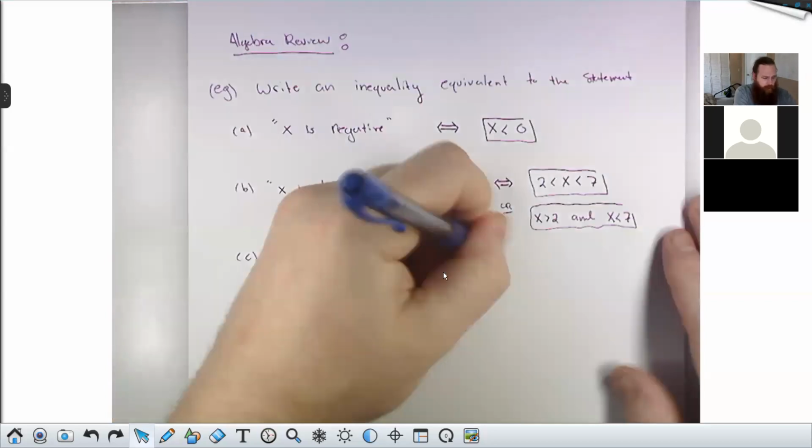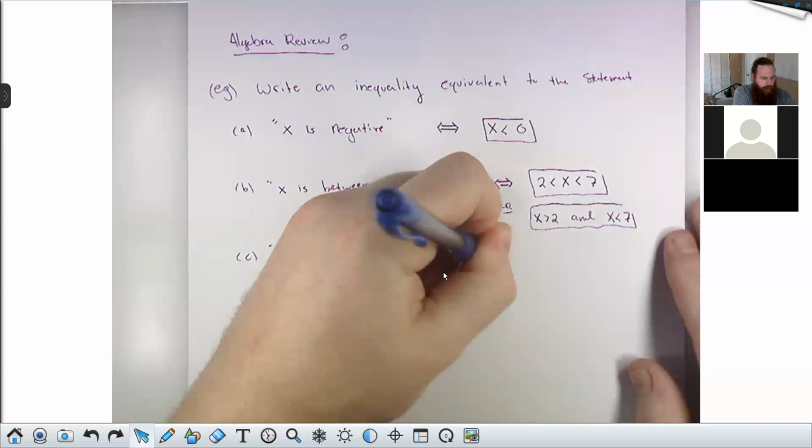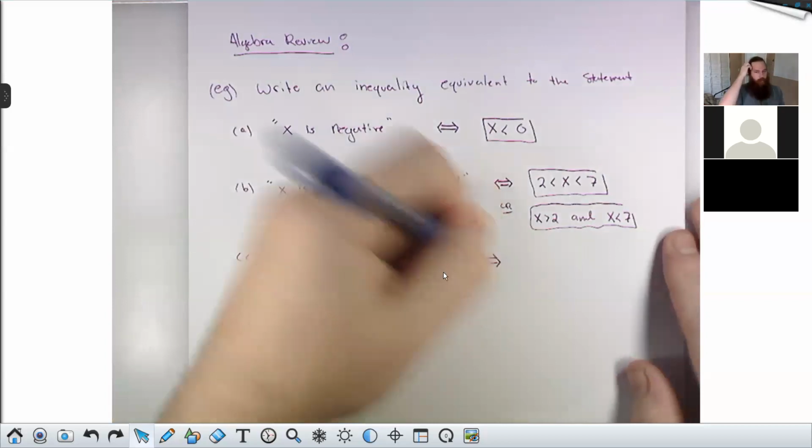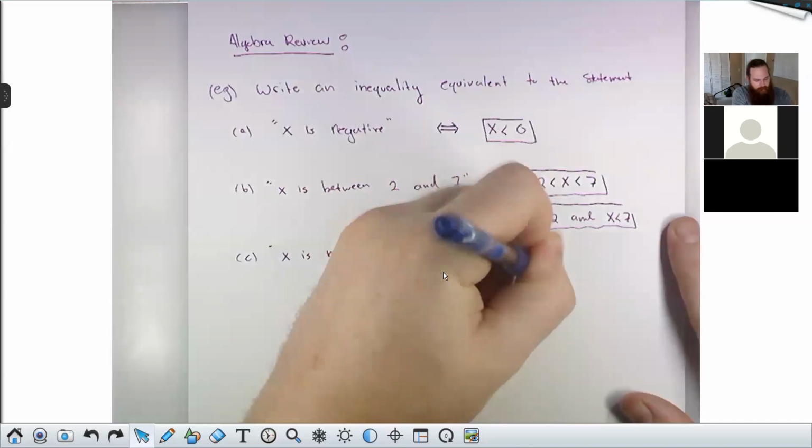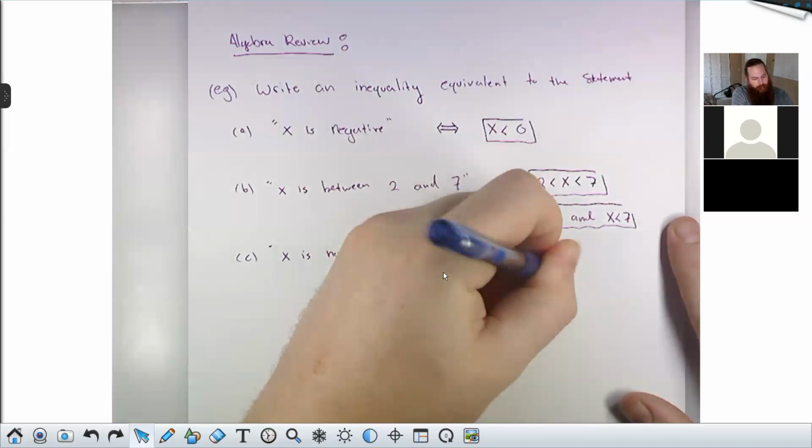If I tell you x is no larger than 5, well, what numbers are not larger than 5? 0 is not larger than 5. 1 is not larger than 5. 5 itself is not larger than 5. So this is equivalent to saying x is less than or equal to 5.